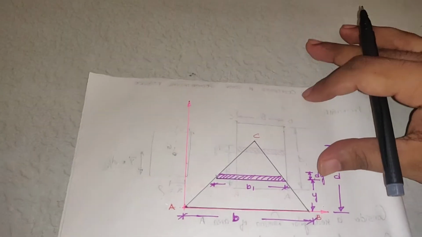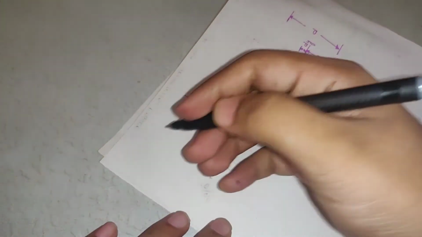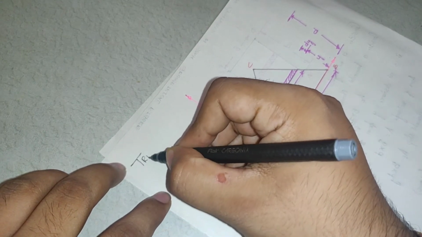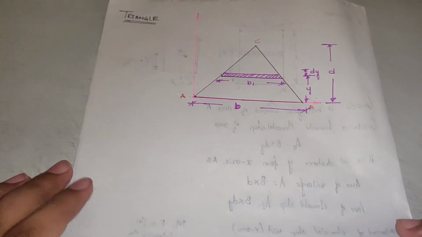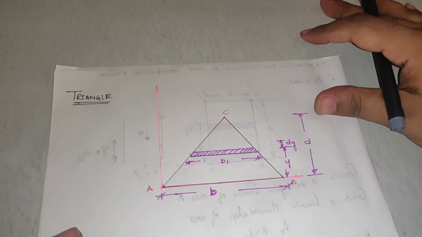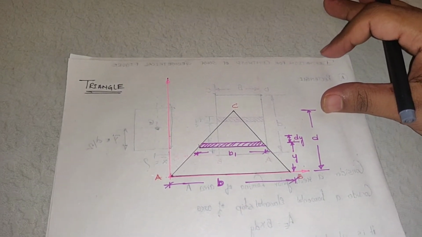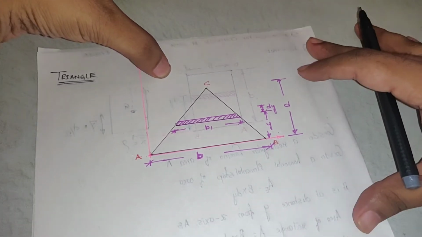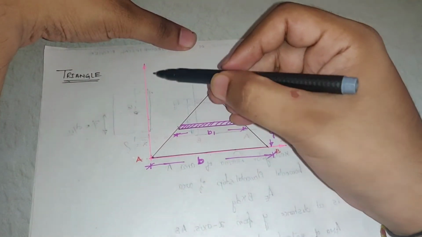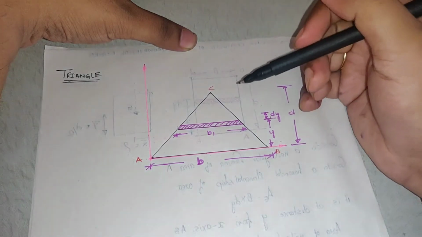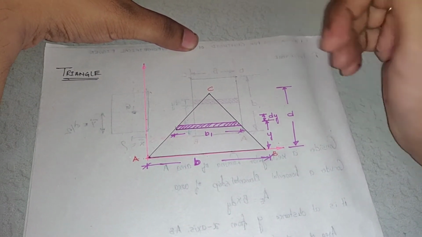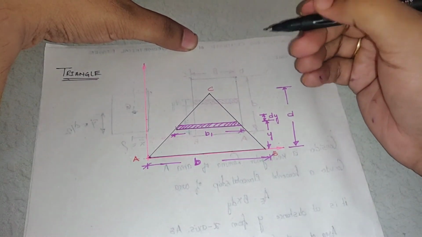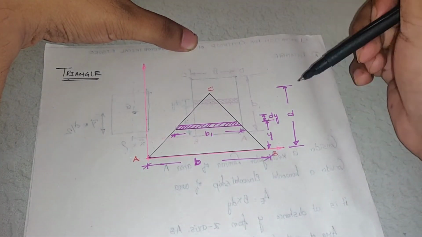The next geometrical figure that I am going to consider is the triangle. First one we are done with, the rectangle. Now the second one is the triangle. Again this is the reference axis, the pink line. With respect to the reference axis, I have placed this triangle in the first quadrant, whose sides are A, B, C. Base width is B, height is D.